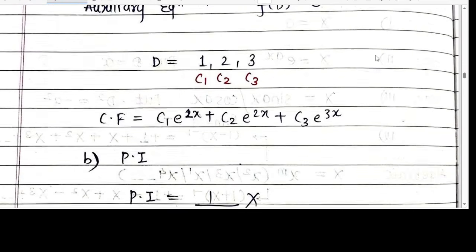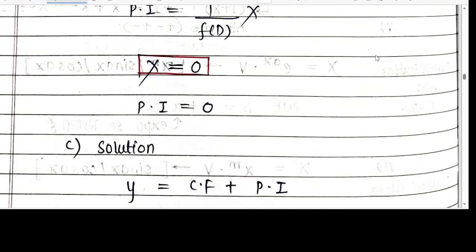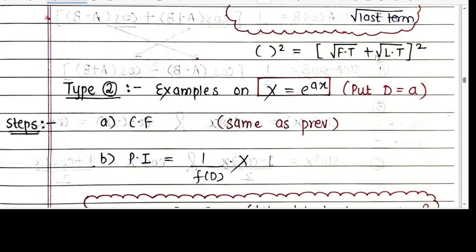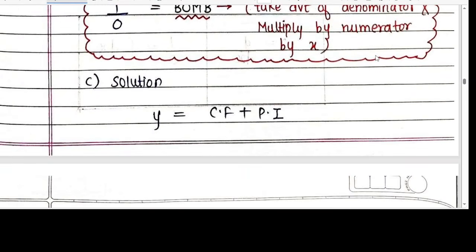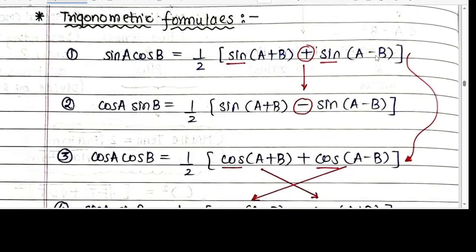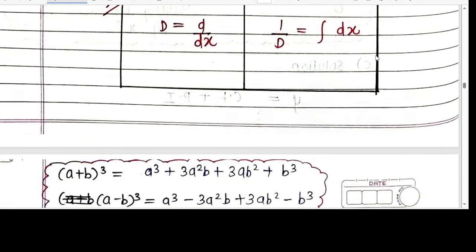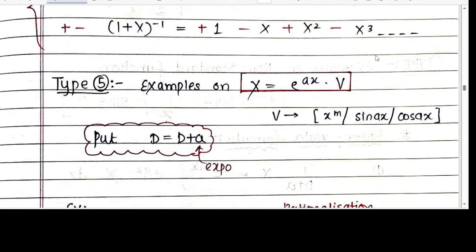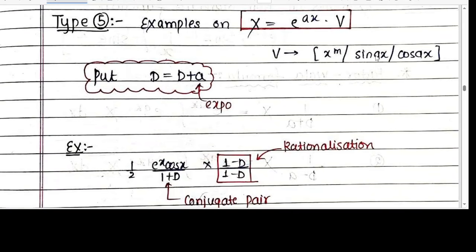Now the most important method is the method of variation of parameters that we will discuss. In the method of variation of parameters, these are the special cases that I have explained here. Some trigonometric formulae are there. I hope you are aware of this, right? Again, e raised to x into v is there. Same type I am explaining here. Replace D by D plus a and so on.